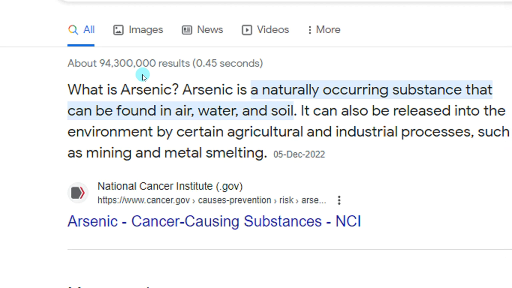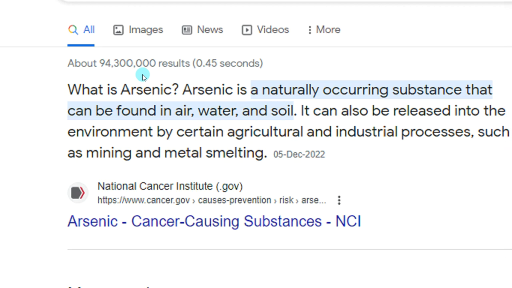It can also be released into the environment by certain agricultural and industrial processes. If there are agricultural industries and heavy machinery working in industrial and agricultural projects, then with the release of toxic materials, this arsenic can also be released by industrial processes such as mining and metal smelting. Now what is mining and metal smelting? We're going to discuss these two in the next tutorials.